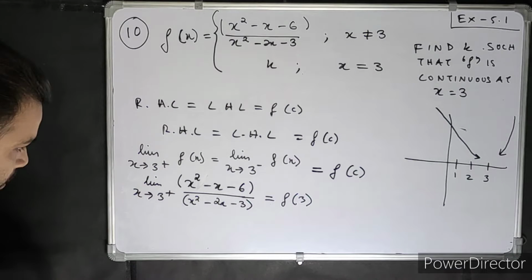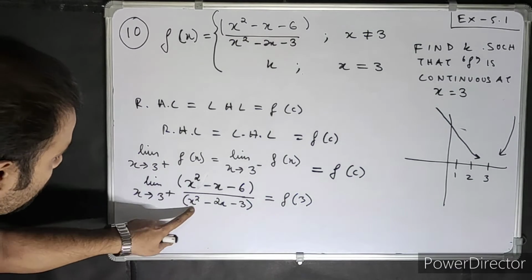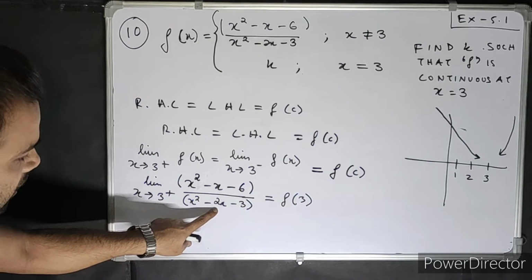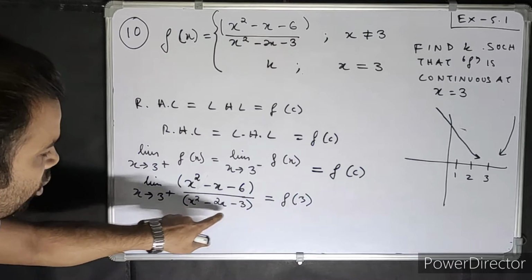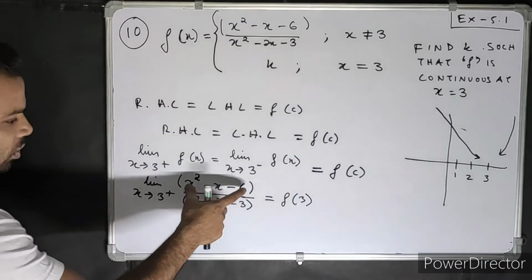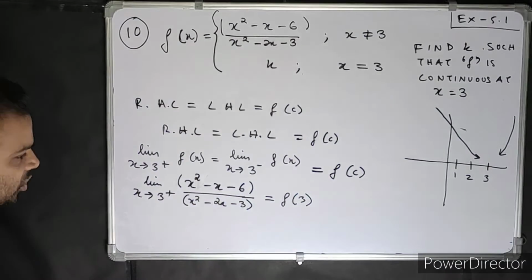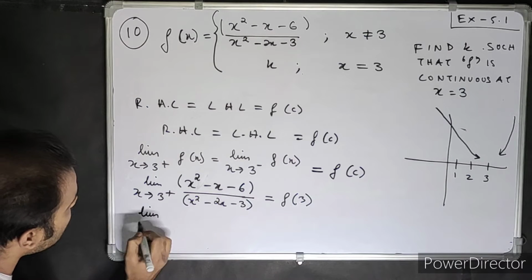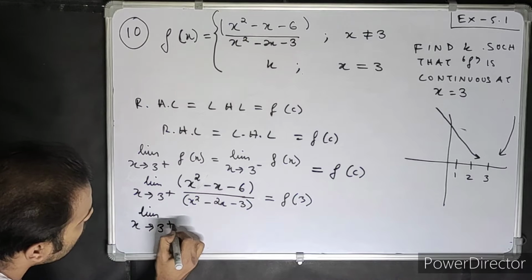Now you don't go ahead and put 3 over here, because if you put 3 here, 3 3s are 9 and 3 2s are 6, 9 minus 9, you're getting a 0 in the denominator. So now what you have to do is your normal quadratic factorization. You're in class 12, you know what to do.